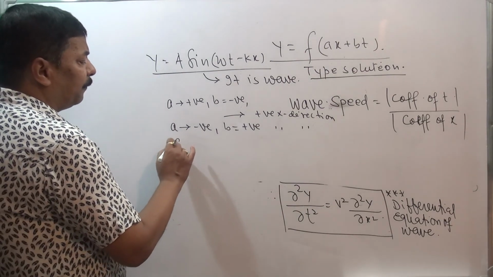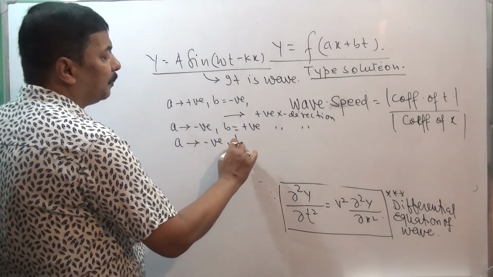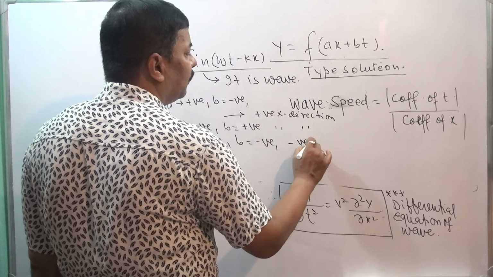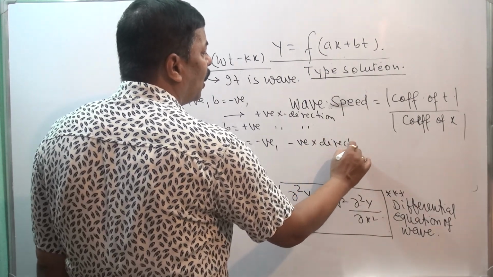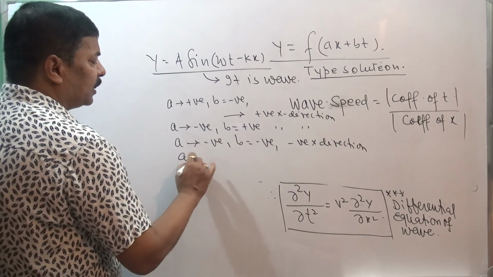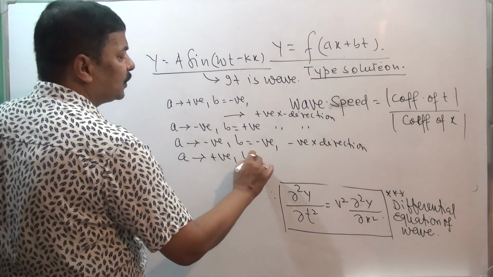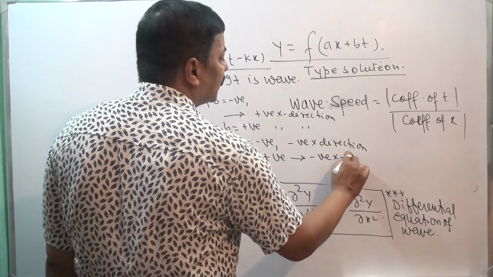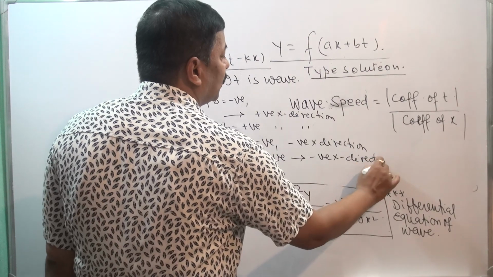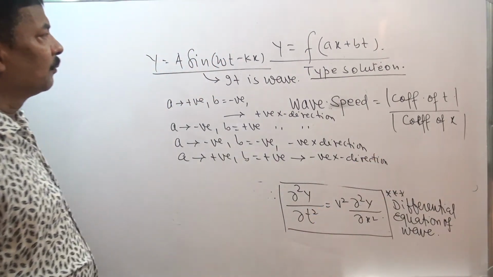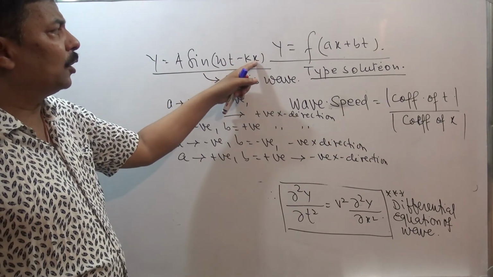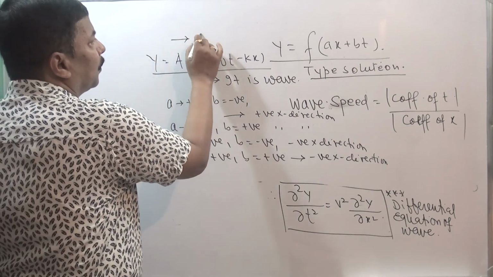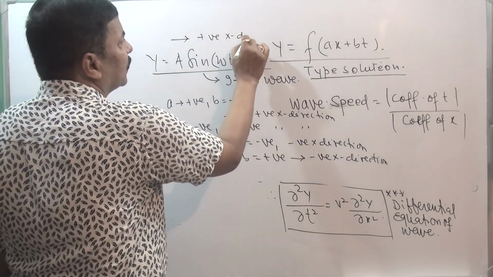On the other hand, if A is negative and B is also negative, it is moving in negative x direction. Or A is positive and B is also positive, then also it is moving in negative x direction. Now you see what I mean to say here: the coefficient of x and the coefficient of t have opposite sign, so this is moving in positive x direction.